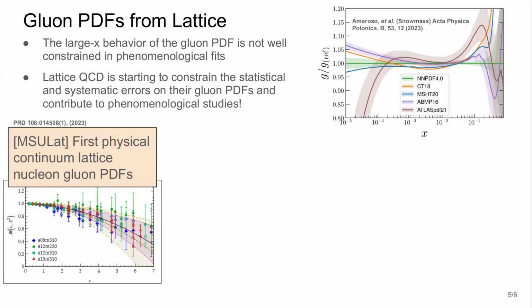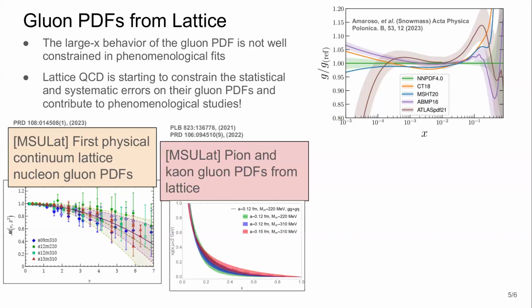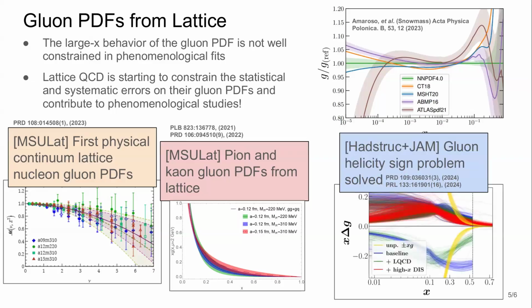So just a few highlights. We have the first physical continuum lattice nucleon gluon PDF. So that's the way that we are eliminating our systematic effects. We have gluon PDFs for the pion and the kaon. There's really not a lot of data, especially for the kaon, to get gluon PDFs from phenomenology. So that's somewhere we're almost kind of ahead.